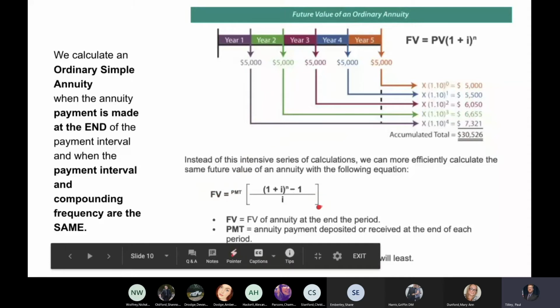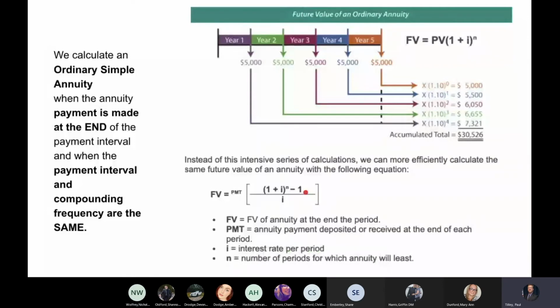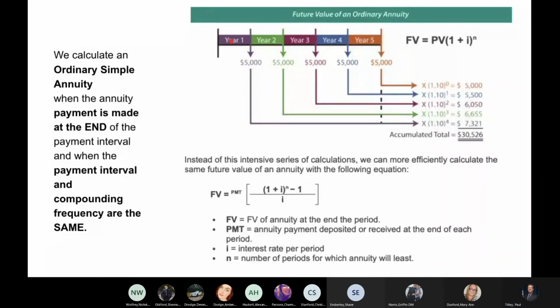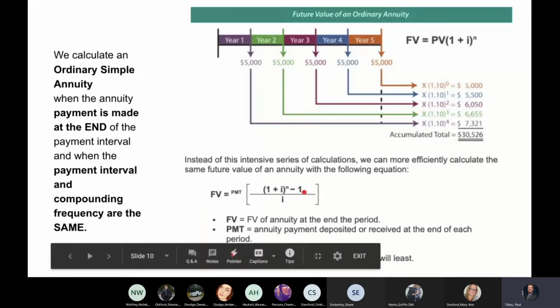So this is the new formula that we need to be aware of today. And this is the future value of a stream of money for a period of time, assuming that it is what we call a simple annuity, meaning that the payment period every year and the compounding period, and in this case, it's every year, are the same. So the compounding is the same as the payment. So this is what's called a simple annuity. And here's the formula for calculating a simple annuity.